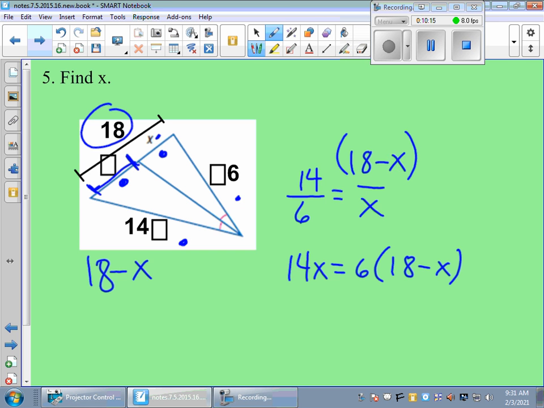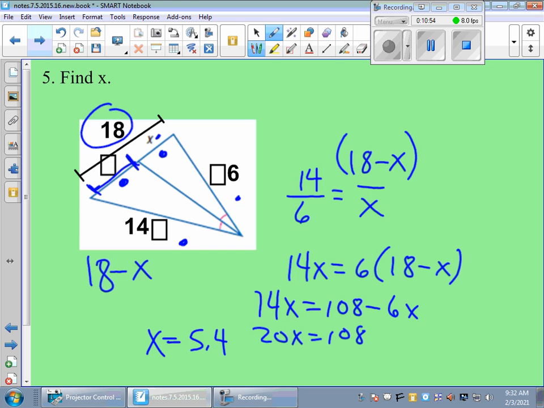When you multiply the 6 times the 18 there, I've got to do that math real quick. So 6 times 18. So we have 14x equals 108 minus 6x. Make sure you distribute that to both sides. Add that over, you get 20x equals the 108. And so when you divide the 108 by 20, you end up with x equaling 5.4.